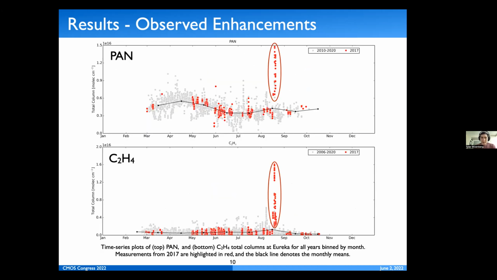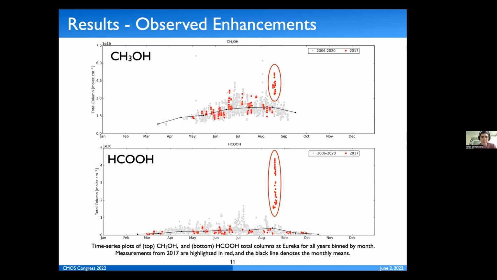So now these are measurements from our ground-based instrument located at Eureka, and I plotted all measurements from 2017 in red and all other years in light gray. You can see that for PAN on the top and ethylene on the bottom, in both cases, we see a really extreme jump in the total columns during this mid-August period above the baseline. It's a pretty similar case for methanol and formic acid as well, although the enhancement in methanol is a little bit smaller, but still we see a pretty significant perturbation above the baseline in all of these VOC species.